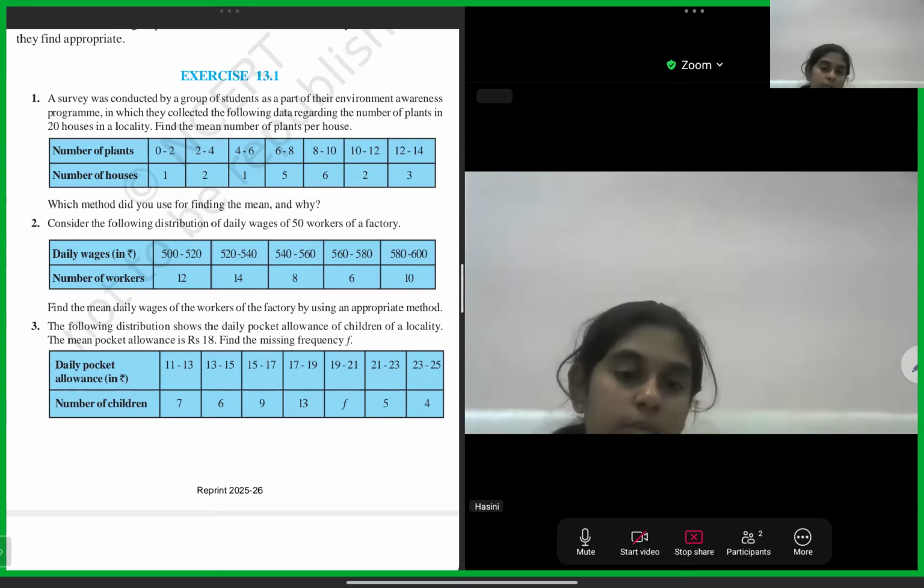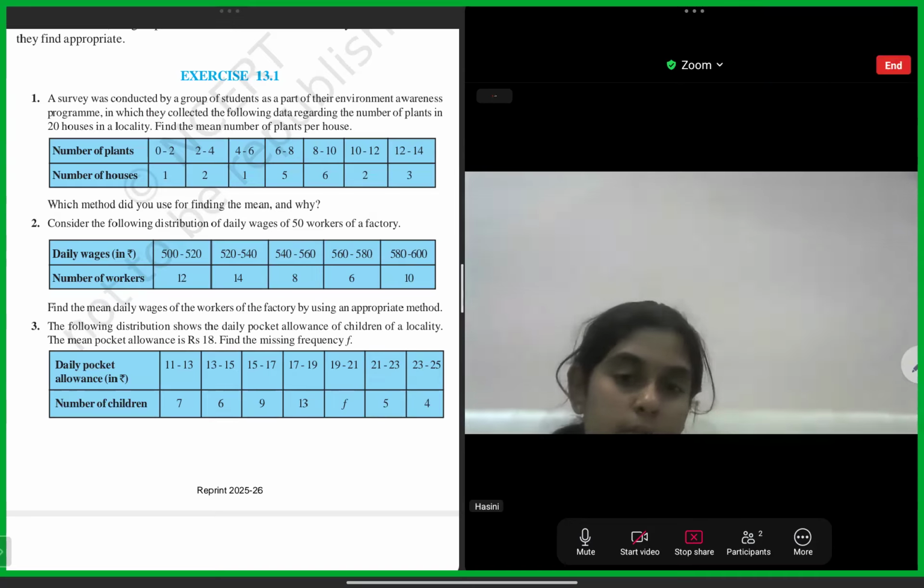So like that, Hasni, the different wage values are like 500 to 520, 520 to 540, 540 to 560, like that. Different ranges of money values. They also give the number of workers. Between 500 to 520, there are 12 people. 12 is the frequency of that.